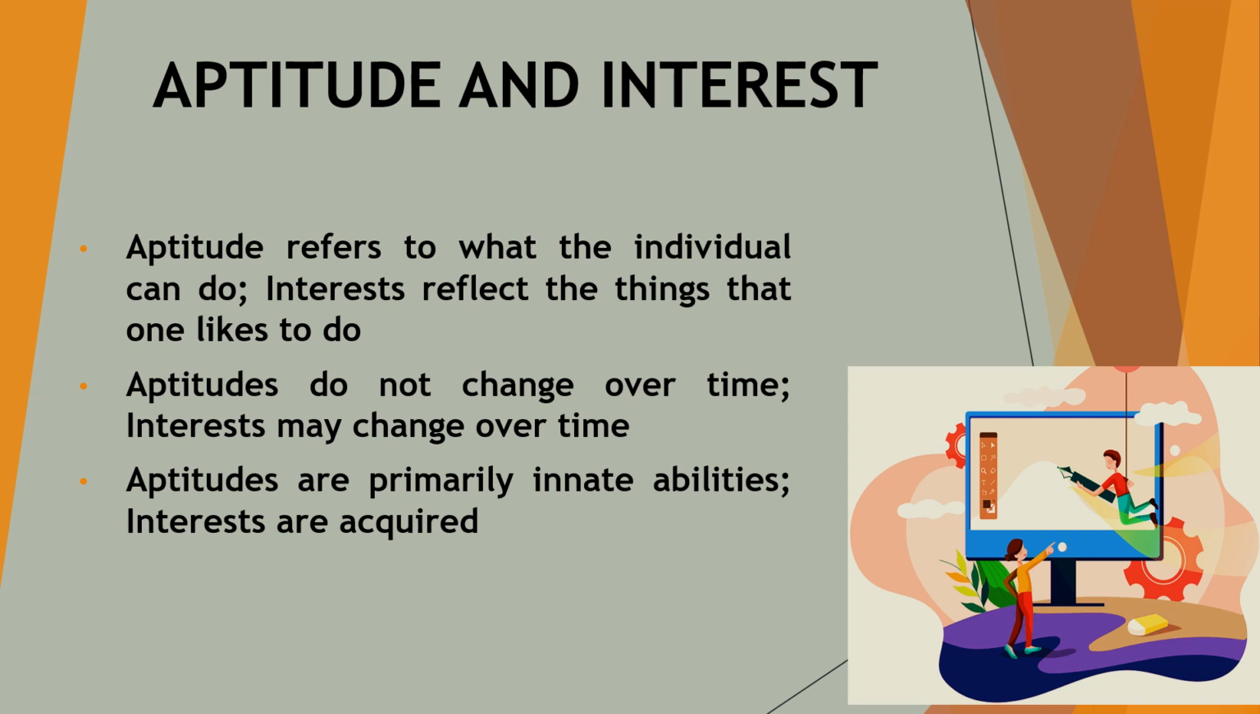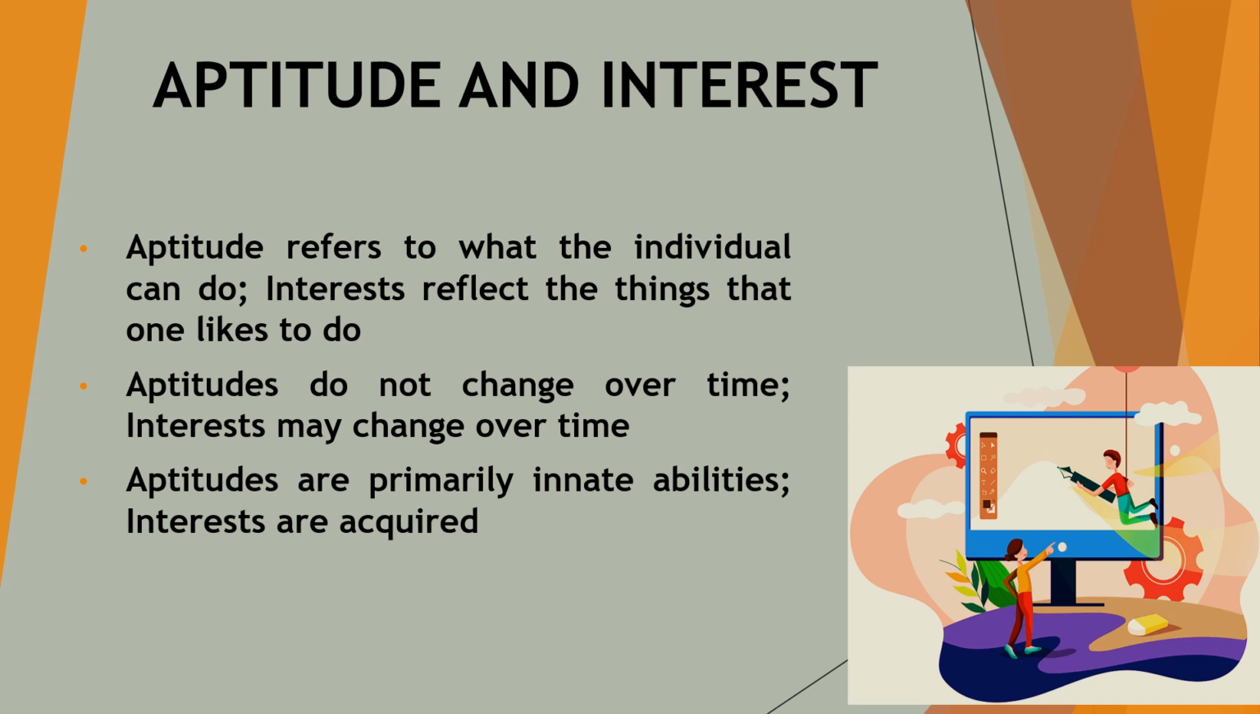Aptitude does not change over time. Interest may change over time with change in the knowledge and experience of the person. Aptitudes are primarily innate abilities. Interests are acquired, and hence they are influenced by a variety of factors, including the parenting, the peer group, the school and media influence, etc. If one has the aptitude for a particular thing or activity and also interest in it, then it becomes easier for one to acquire the skills necessary for that activity.